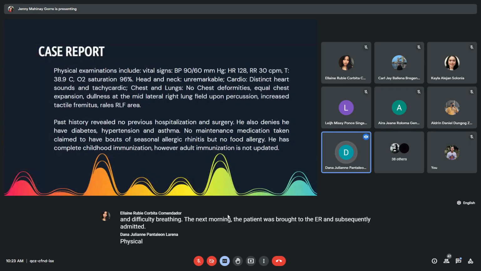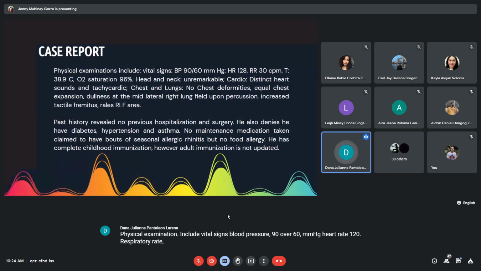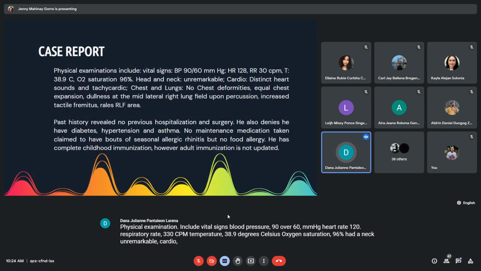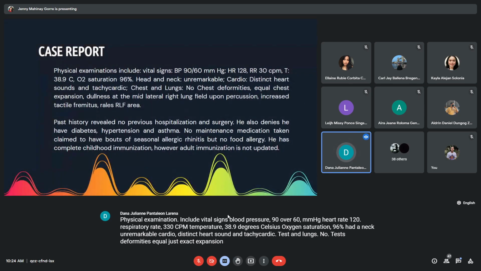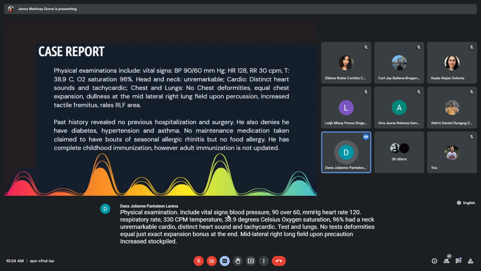Physical examination included vital signs: blood pressure 90 over 60 mmHg, heart rate 120, respiratory rate 30 cpm, temperature 38.9 degrees Celsius, oxygen saturation 96%. Head and neck unremarkable. Cardio: distinct heart sounds and tachycardic. Chest and lungs: no chest deformities, equal chest expansion, dullness at the mid-lateral right lung field upon percussion, increased tactile fremitus, rales in the RLF area.